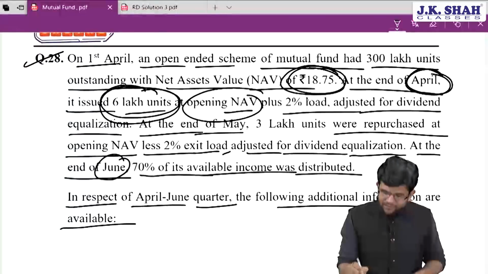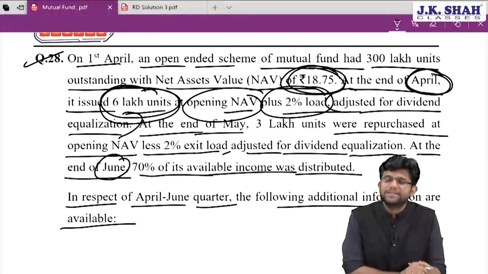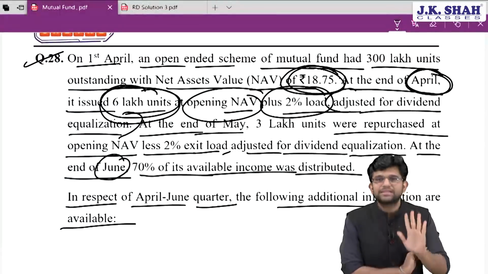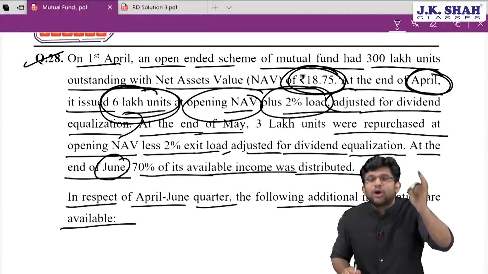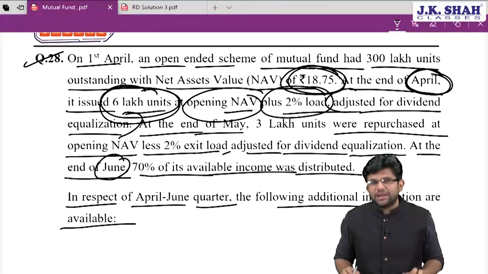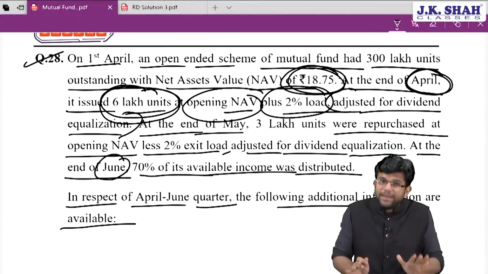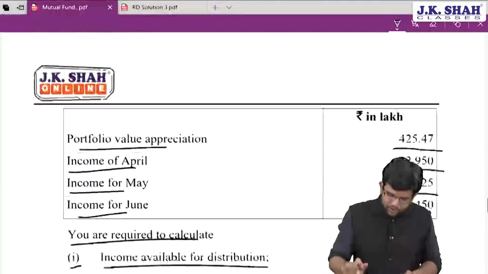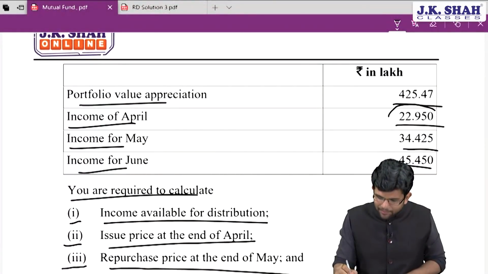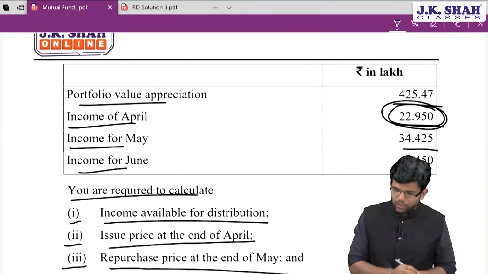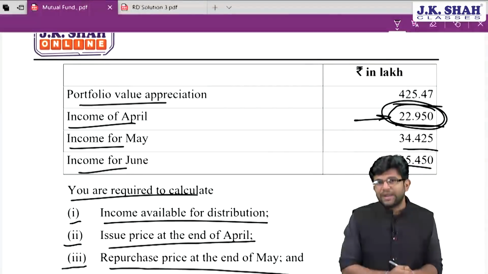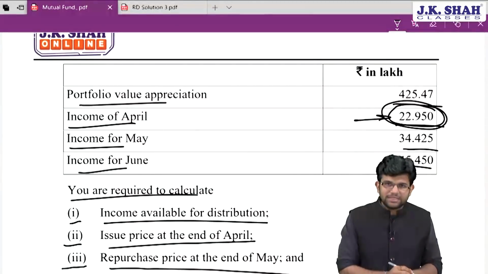Apart from the opening NAV and the entry load, we are also going to adjust it for the dividend equalization. Yes, students, let us now understand what this concept of dividend equalization is. Can we start? So please pay extreme attention. Students, what are they saying? In April, how much income is the mutual fund going to earn? 22.95, right? So let's start the understanding.